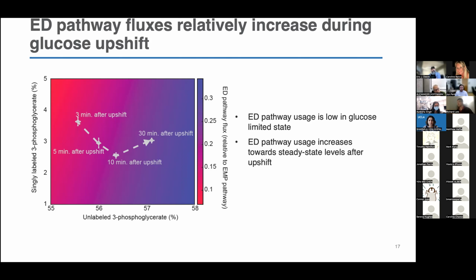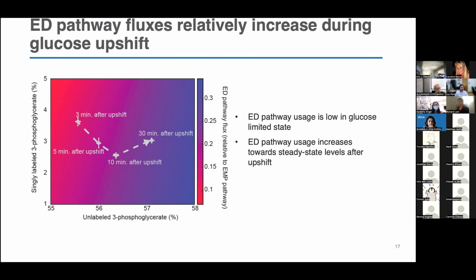What we can see in the case of glucose upshift is that during the gluconeogenic growth stage, ED pathway usage is initially quite low in the glucose limited state. However, immediately after nutrient upshift, the ED pathway usage increases as it walks over towards this darker blue region until it reaches a value that's more akin to the steady state values in our previous experiments.